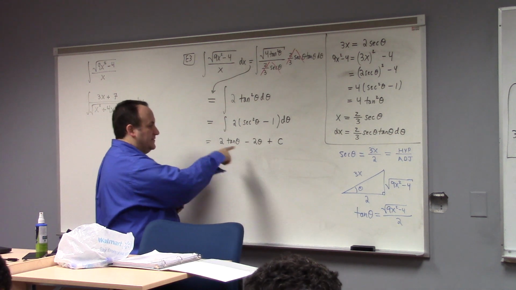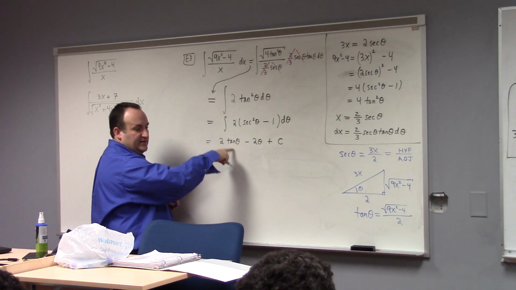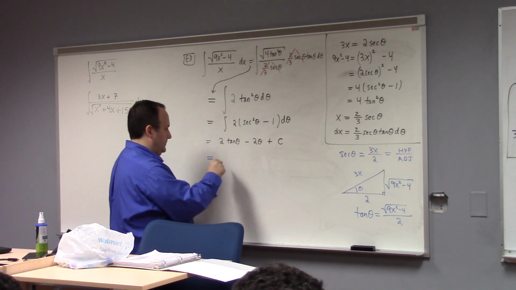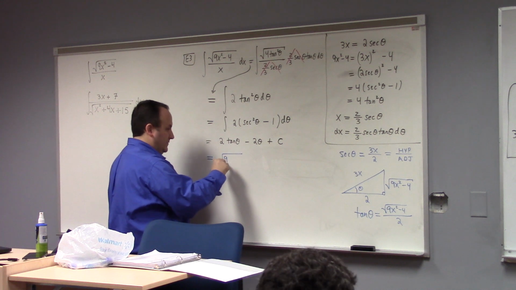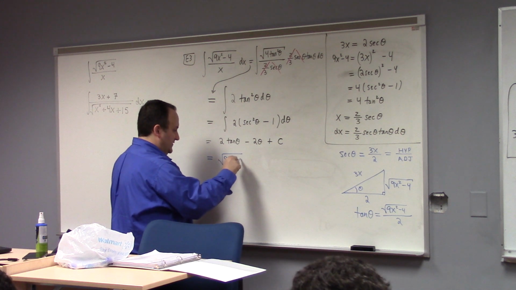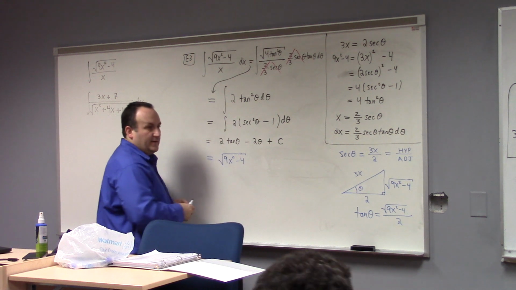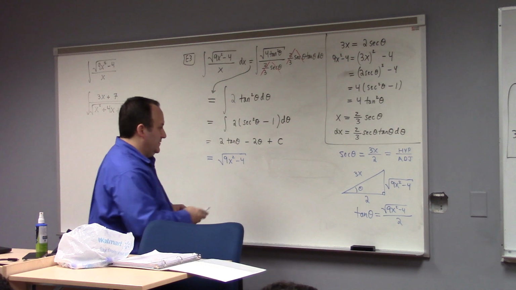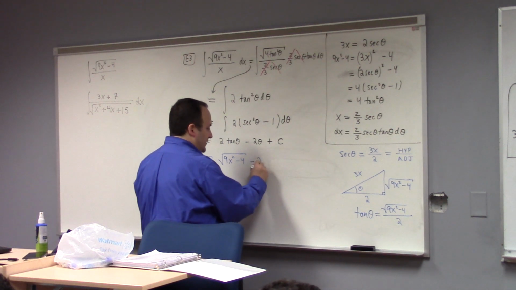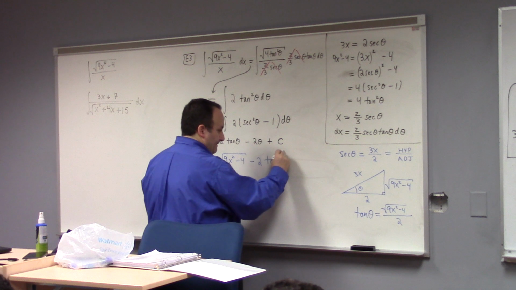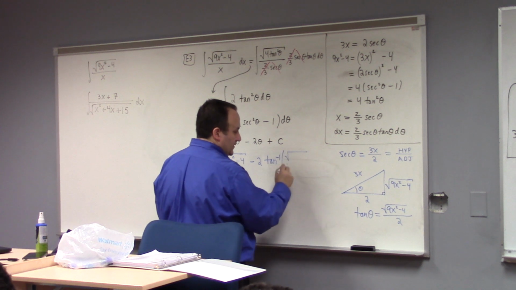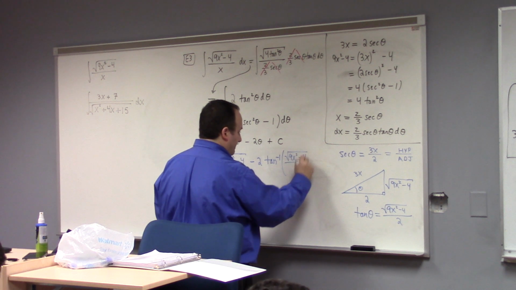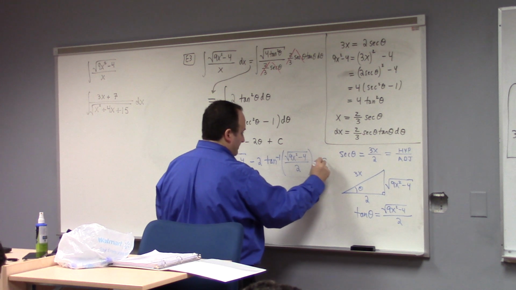So I can use the triangle to make this pretty, right? Twice tangent theta is actually what? Square root of 9x squared minus 4. All right. Now that 2 theta, it is what it is. It's going to be ugly, but it's not too ugly, I suppose. Minus twice the inverse tangent of the square root of 9x squared minus 4 over 2, plus a constant.